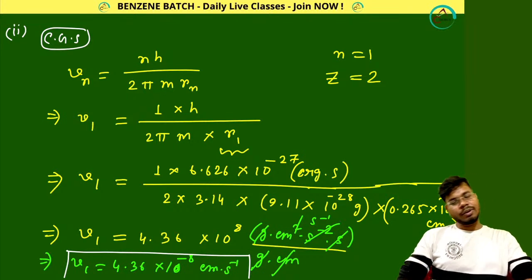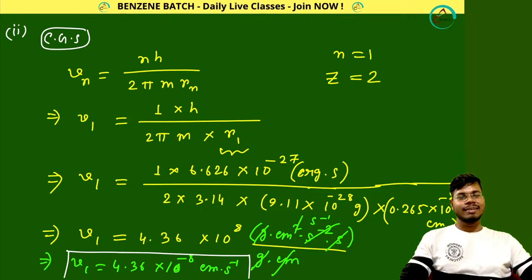V1 equals this. Now guys, tell me, is it clear how I am doing this calculation? Is that clear? If you learn this, it's quite easy. It's very easy.